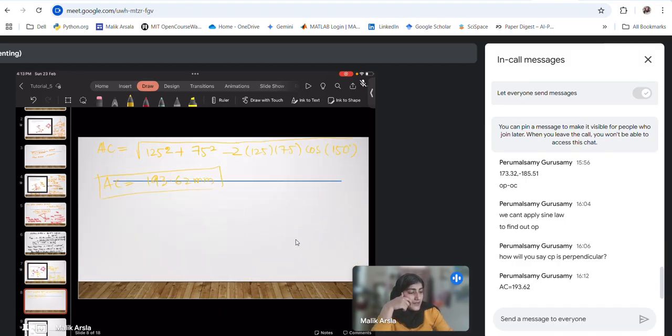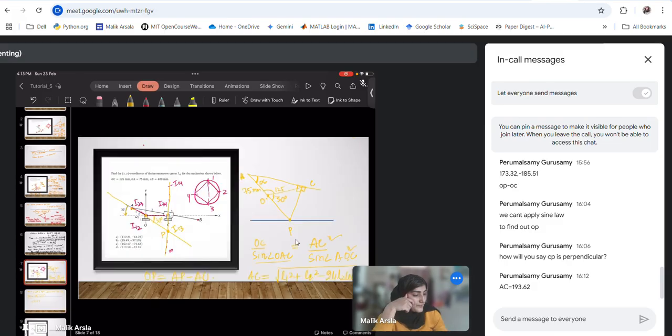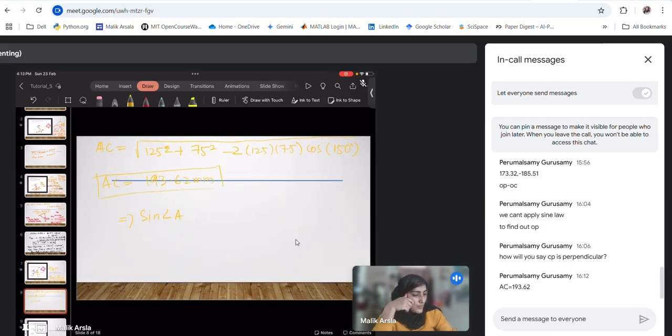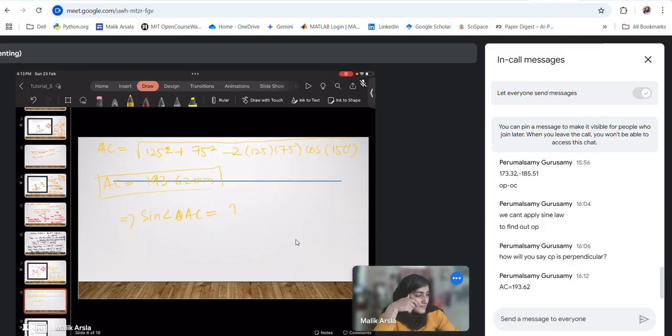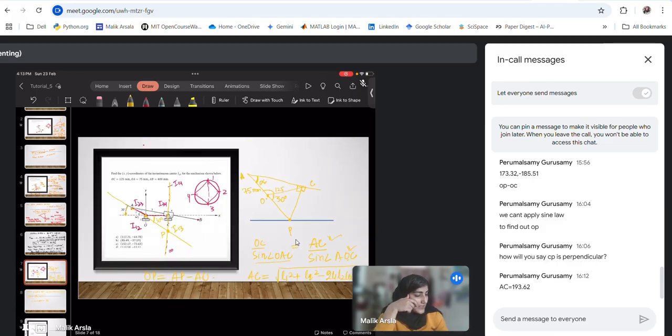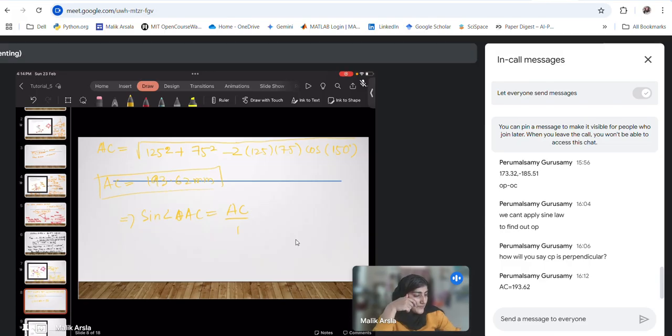So let me write it here. It will be sine of angle OAC is equal to AC upon sine of angle OAC, which is sine of 150 degree, and this OC will also be in denominator, so it will be 1 upon 75. So from here you will get the value of sine of angle OAC. So can you tell me what sine of angle OAC is coming out to be? Basically the angle OAC.